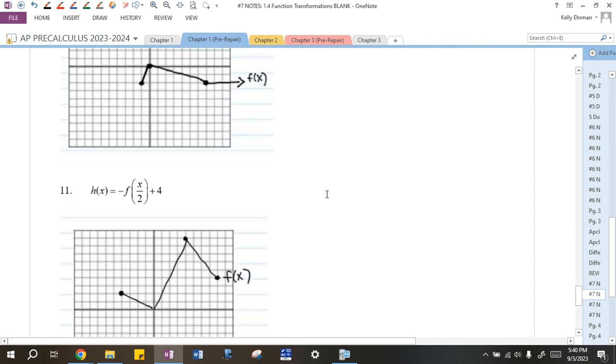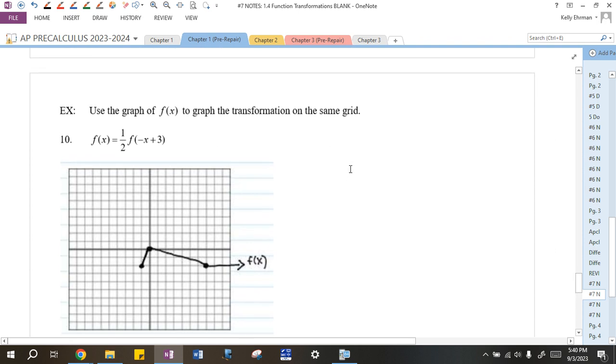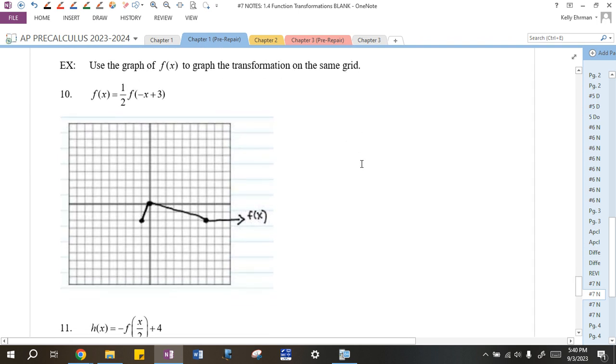Okay, I'm not sure how we're doing on time. These are our last 2 problems. What if we don't have a parent function? What if we just have some weird f of x? So the same rules apply. I see that I have a horizontal something happening, a reflection, and a horizontal shift. So we've got to factor that out first. So what's happening? Every x value gets divided by negative 1. Every y value gets multiplied by 1/2. And then after that, we're going to shift to the right 3.